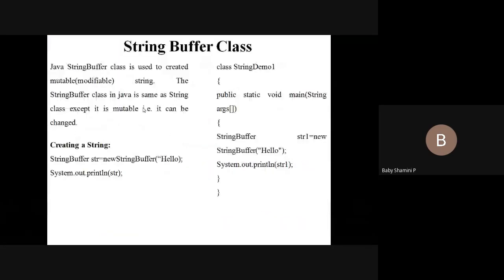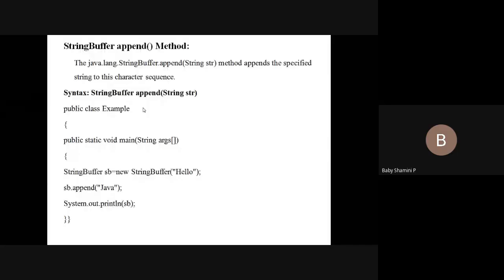The first one is how to create a StringBuffer. Through the StringBuffer class, we can create a string. That is the first concept. Next, the append method. If you want to append any string to the existing string, we can go with the append function: object.append of your string value.